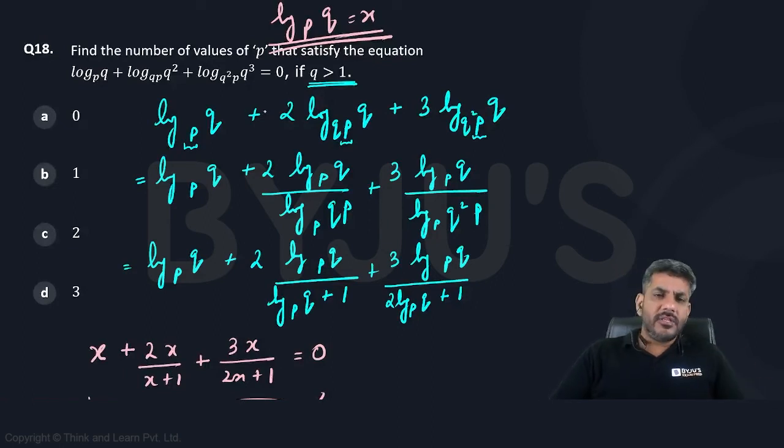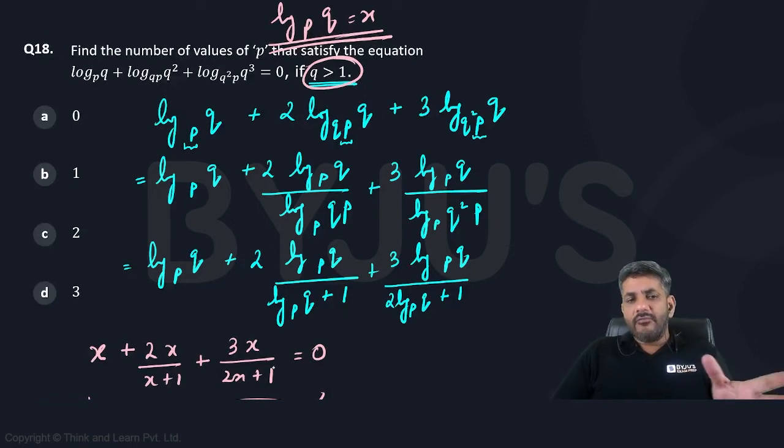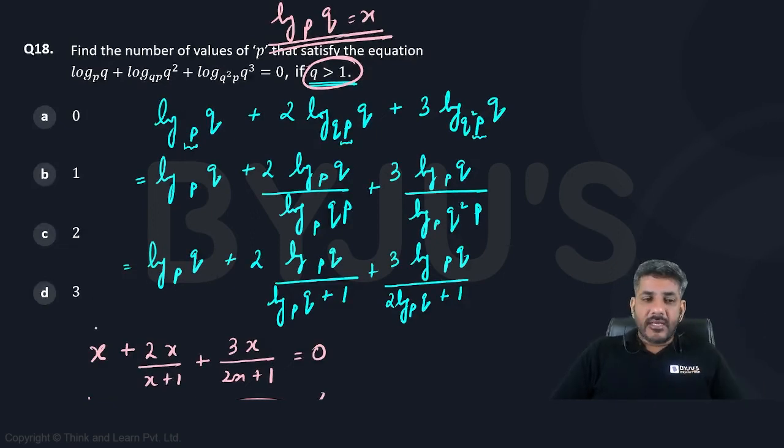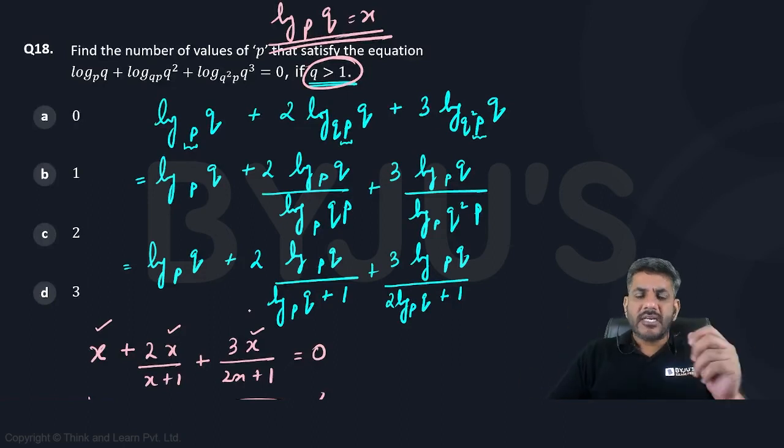Can we do something over here? Let's try. Q is greater than 1. Can they all become 0? See, I have all positive terms over here. If I have all positive terms, they can become 0 only if x is negative. Keep that in mind. If x is a positive number, it is positive, it is positive, it is positive. So how can 3 positive numbers add up to 0?